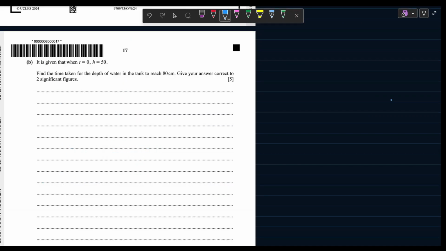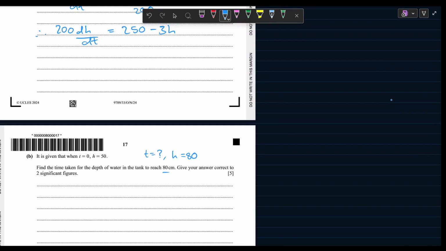Part B, it is given that when t is 0, h is equal to 50. Find the time taken for the depth of the water in the tank to reach 80 centimeters. Give your answer correct to two significant figures. So in other words, they are saying solve your differential equation and then find t when h is equal to 80. All right. So what's our differential equation? We've got 200 dh/dt is equal to 250 minus 3h.